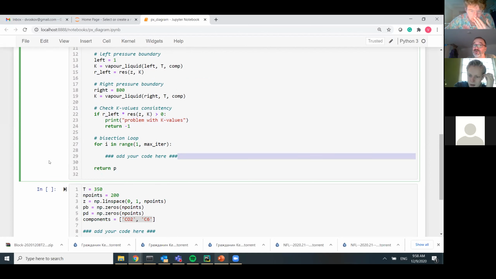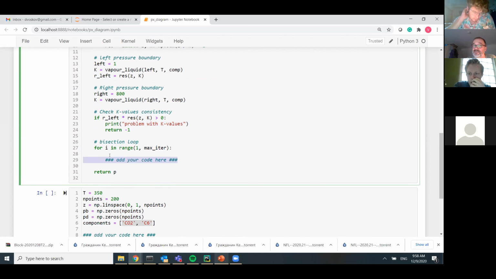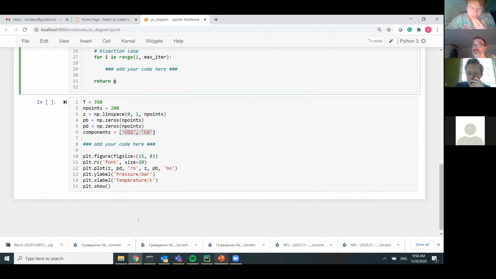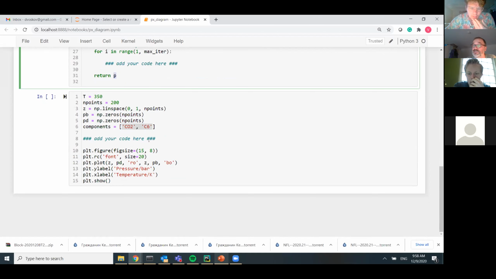And then what you need to add here is just the bisection loop that computes your pressure, either bubble point or dew point, and you need to call it here. So, a very simple task. We have 15 minutes, and I just opened the rooms, and I will help each of you to solve it. Okay?